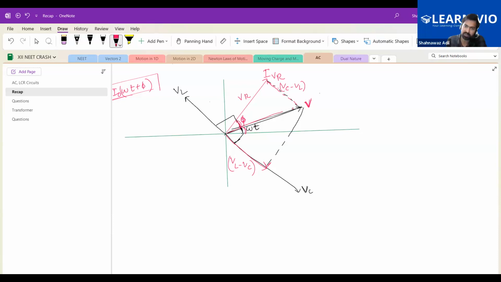So V would be the square root of VC minus VL whole square plus VR square. This would be the result, because this is our V, this is our VR, and this is our VC minus VL. So this is how we get the overall voltage. Is it clear, guys? Is it clear?